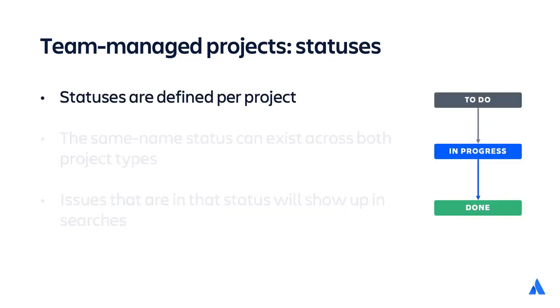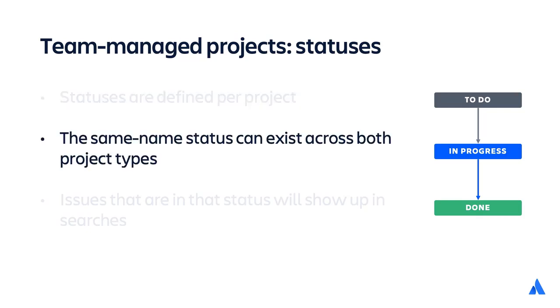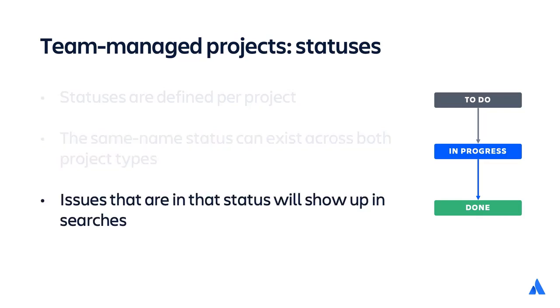In team-managed projects, statuses are defined per project. The same name status can exist across both project types. If a status has the same name in both team and company projects, users can search for issues with that status across both types of projects.